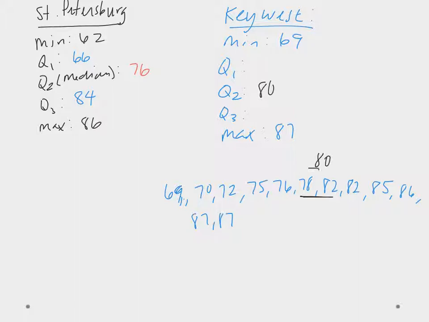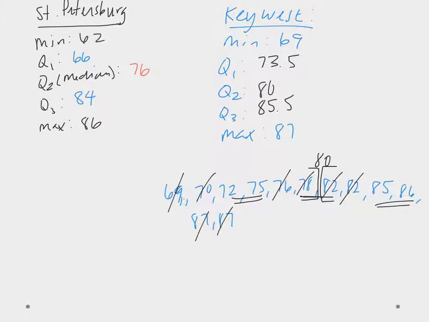And again, we need to use the left side for quartile 1 and the right side for quartile 3. So cross those off one by one. The average of 72 and 75 is going to be 73.5 for this one. So that's quartile 1. And for quartile 3, it's going to be the average of 85 and 86, which is 85.5.